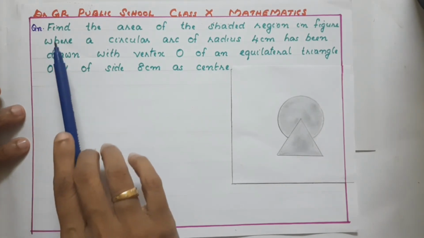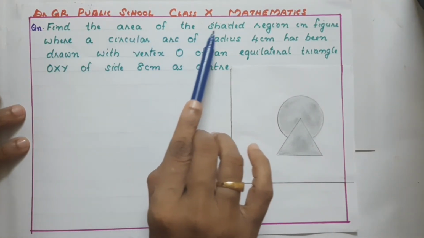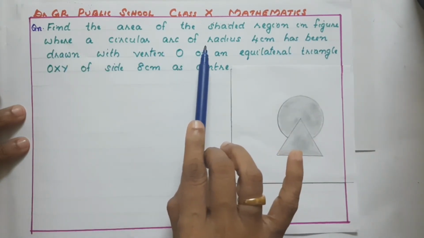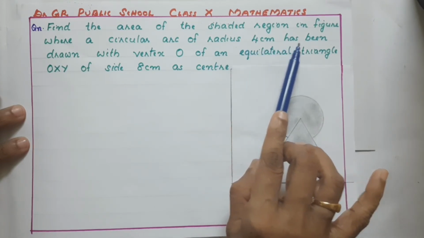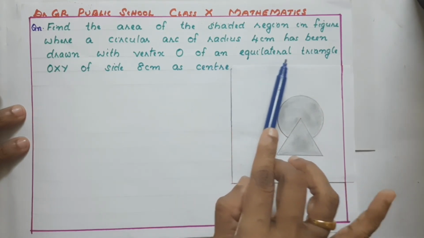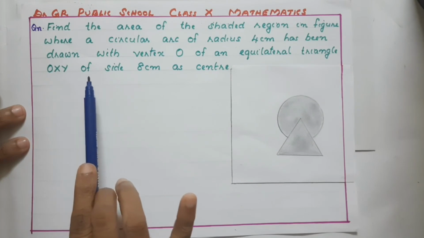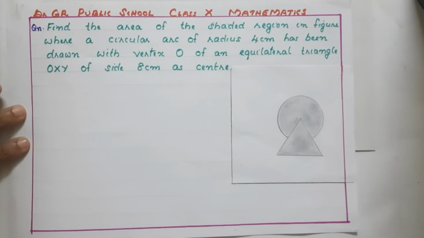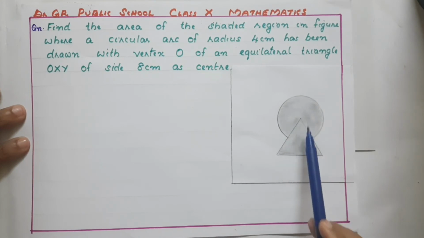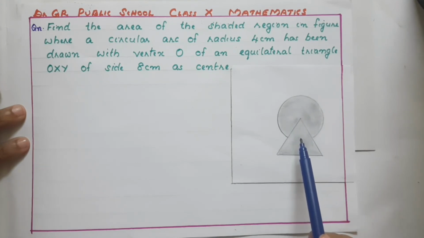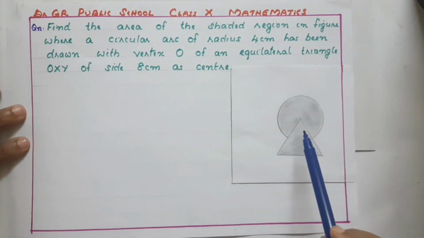Consider the next question. Find the area of the shaded region in the figure where a circular arc of radius 4 cm has been drawn with vertex O of an equilateral triangle OXY of side 8 cm as center. What is given? Find the area of the shaded region. See, this figure is completely shaded. Okay, area of the shaded region.